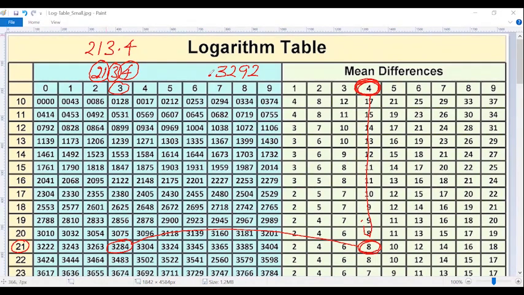Now I will see where the decimal is. Before the decimal, I have 3 digits. So 213 is between 100 and 1000, that is, between 10 to the power 2 and 10 to the power 3, 1000. It means it will be 2 point something. So the answer will be 2.3292.